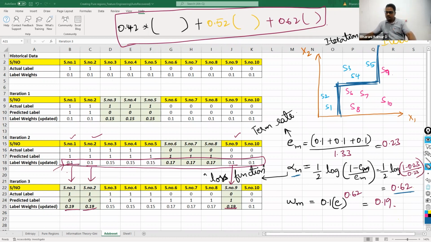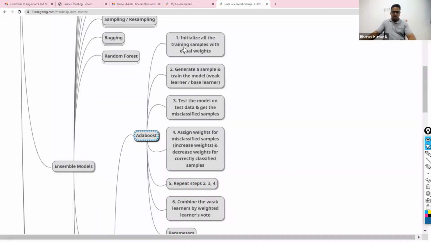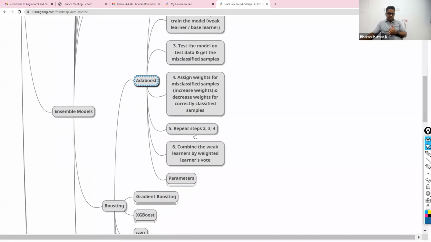Okay, so I'll erase this and let me go back to this. So initially you initialize all the training samples with equal weights. Then you generate a sample and train the model, that is a weak learner, base learner. Right. Multiple weak models, you're combining it to become a best model. That's what is the concept of boosting. So that's nothing but a base learner only. Then you test the model on the test data and get the misclassified samples. You assign weights for misclassified samples, which means you're increasing the weights for the misclassified samples. Then you repeat the steps. Then you combine all the results.